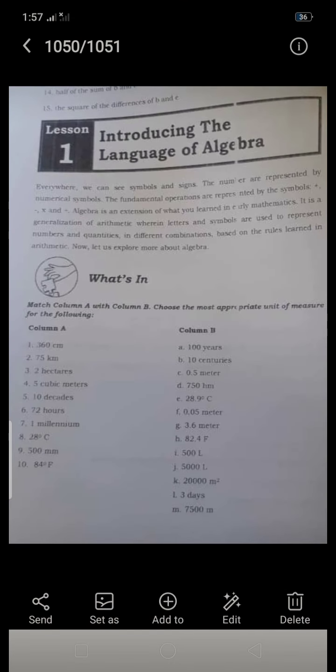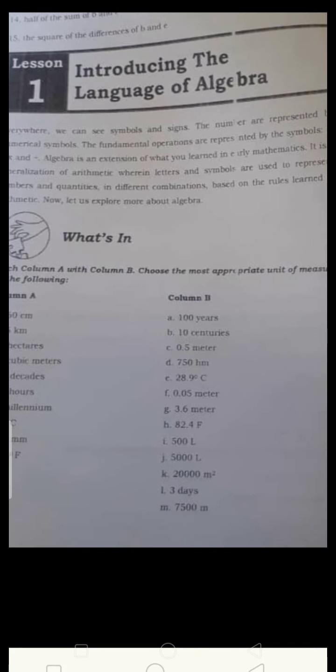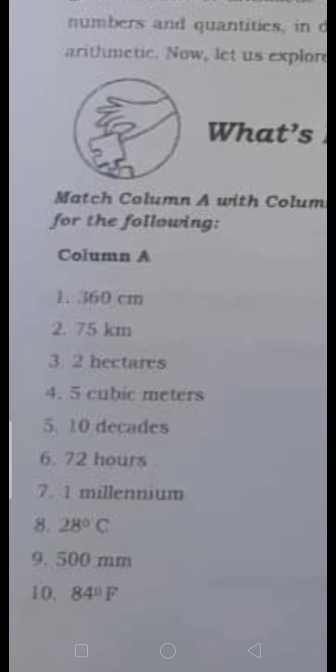Okay, so mag-start tayo ng tutorial sa grade 7, lesson 1. The topic is introducing the language of algebra. So what's in? So mag-match tayo sa column A with column B. Then we are going to choose the most appropriate unit of measure. So number 1, the given problem is 360 centimeter.